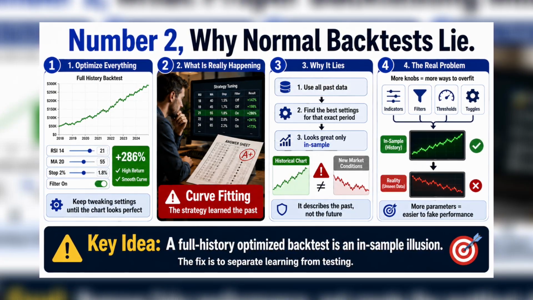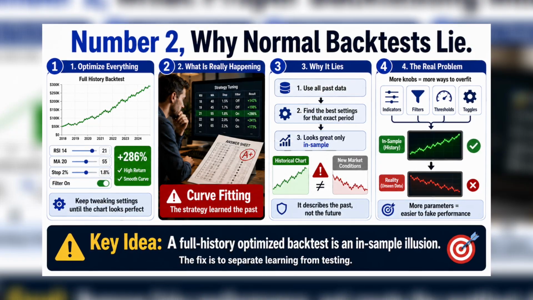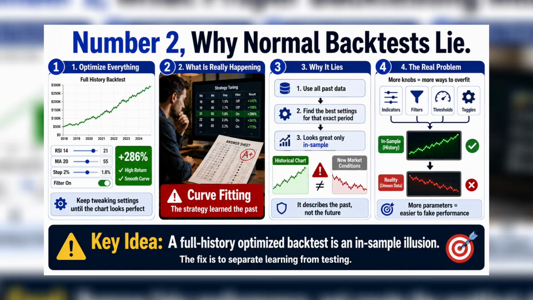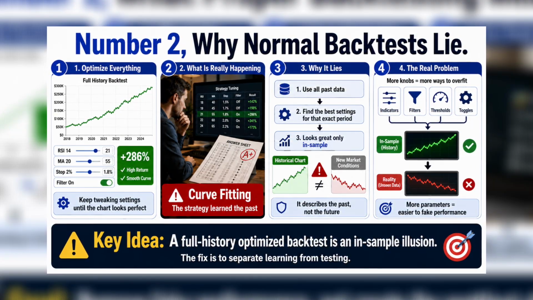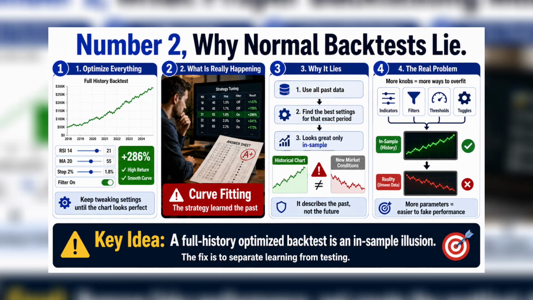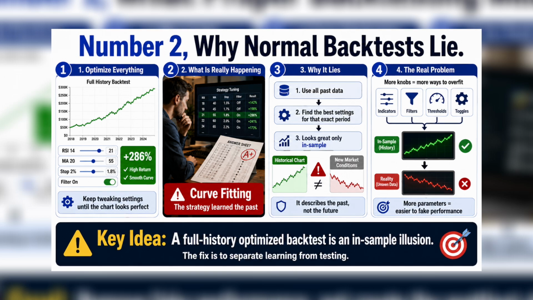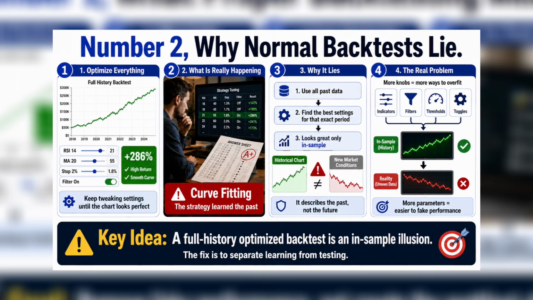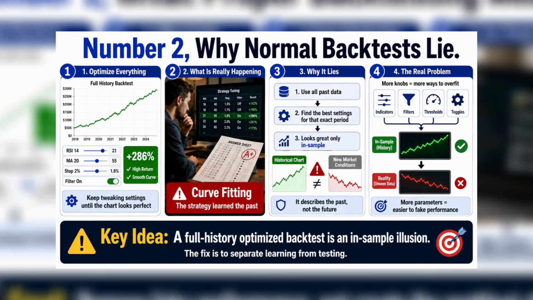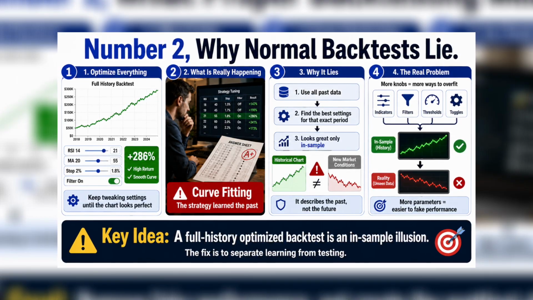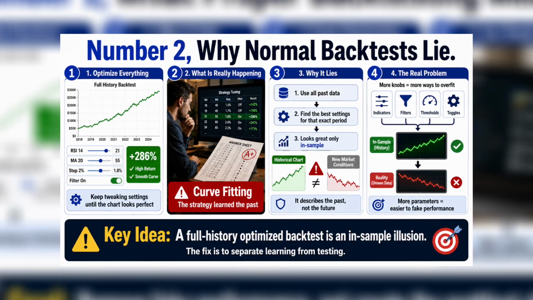This gets even worse when people use many filters, many indicators, and many thresholds. The more knobs you can turn, the easier it becomes to create a strategy that looks brilliant on old data. That does not mean those ideas are useless. It means the testing standard has to be higher. If your backtest uses the whole dataset to find the best settings, the result is not proof. It is an in-sample illusion. The solution is to separate learning from testing, and that leads directly into walk-forward analysis.